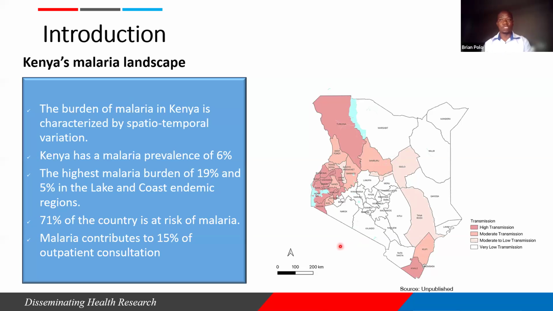It is important to mention that even in very low transmission regions, we can observe some malaria hotspots. For example, around Mwea in Kirinyaga County, there have been several cases of malaria. 71% of the country is actually at risk of malaria, and about 15% of outpatient consultations within the country are malaria related.